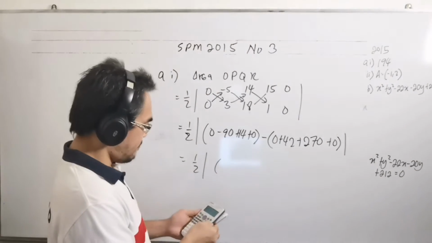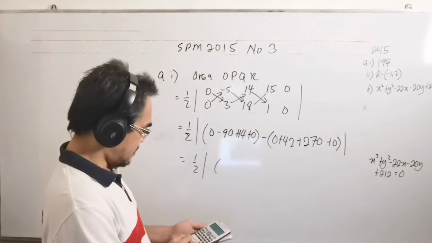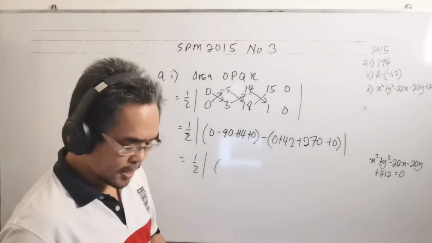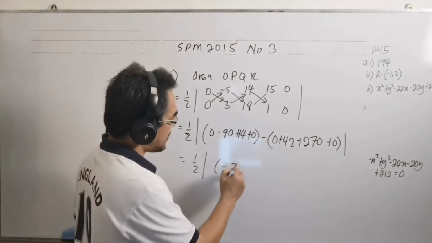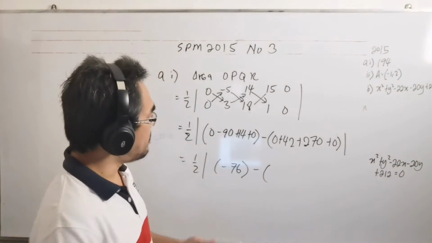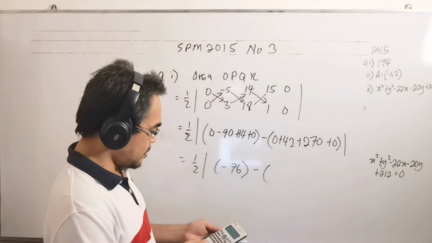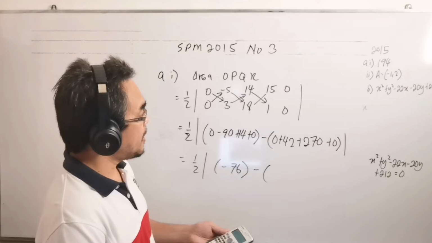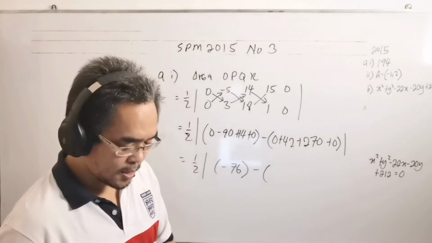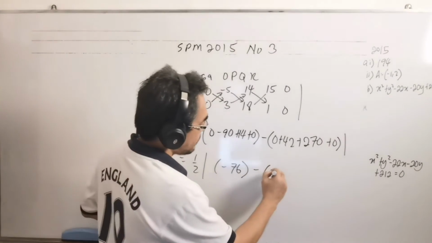Okay, then 1/2 modulus. I will calculate part by part. This is -90 plus 14 and equals to -76, minus, here will be 42 plus 270, that is equals to 312.